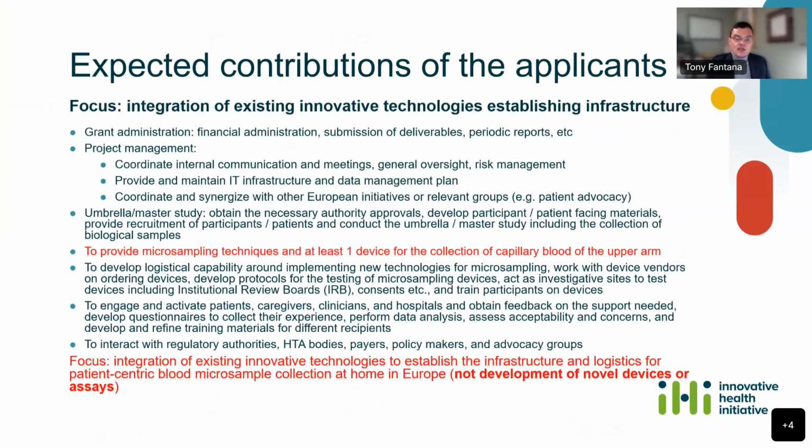The umbrella study, we want to create an umbrella protocol, and that requires getting approvals, creating and co-developing participant and patient-facing materials, recruiting participants and patients, conducting this study, and collecting the biological samples. This is an important point in red. We're providing one device, but we're looking for the applicant consortium to provision at least one device for collection of capillary blood in the upper arm.